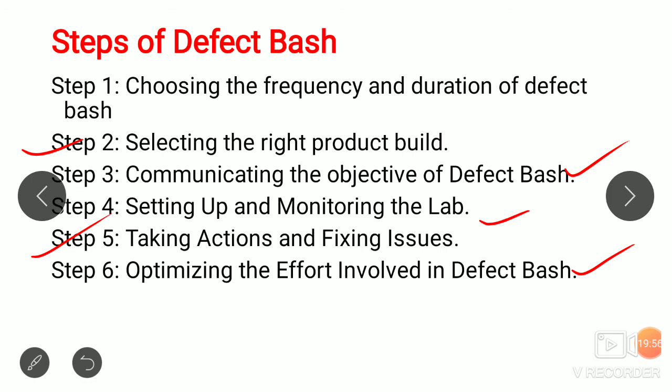Optimizing the effort involved in defect bash is classified into three types, that is the component defect bash, integration defect bash, and the product defect bash. Here we can calculate the effort involved in defect bash, we can calculate the effort saved by the people. This is all about the defect bash.